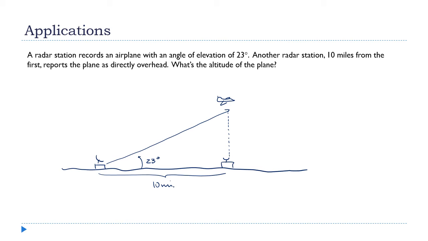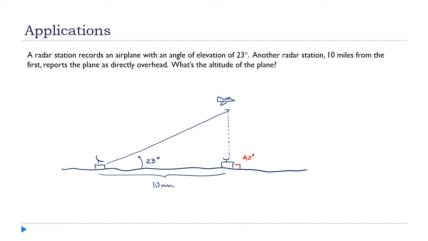Okay, and directly overhead means that this is a right angle. Right? This angle is 90 degrees, and that's great. I've got a right triangle here. Anytime I've got a right triangle, I can get out my trig ratios and hopefully get an answer.